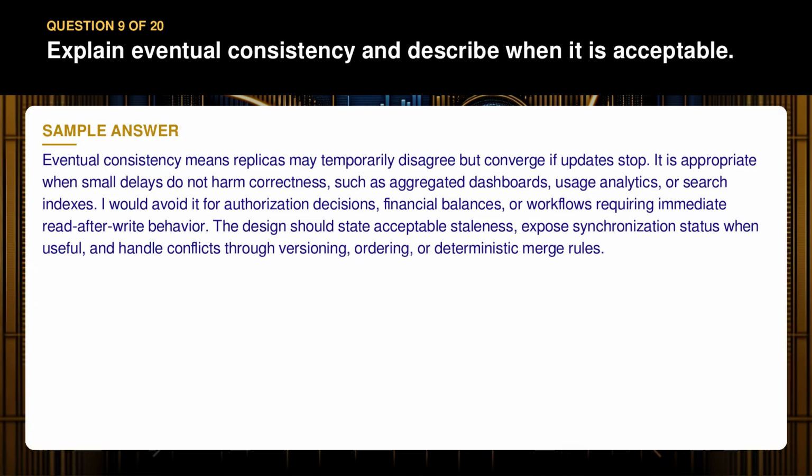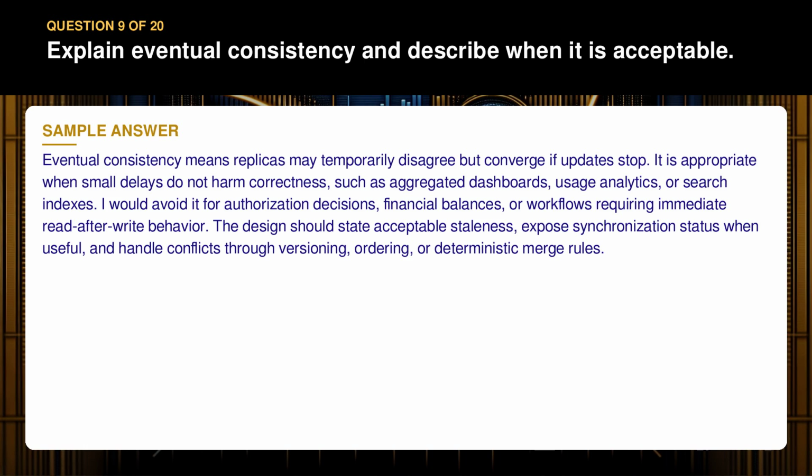Eventual consistency means replicas may temporarily disagree but converge if updates stop. It is appropriate when small delays do not harm correctness, such as aggregated dashboards, usage analytics, or search indexes. I would avoid it for authorization decisions, financial balances, or workflows requiring immediate read after write behavior.